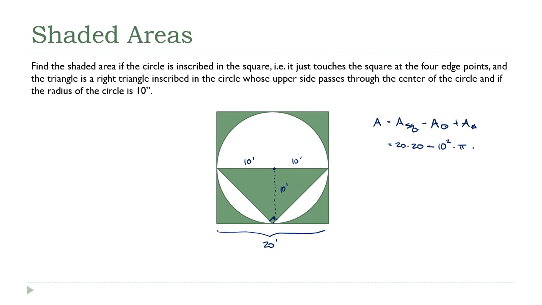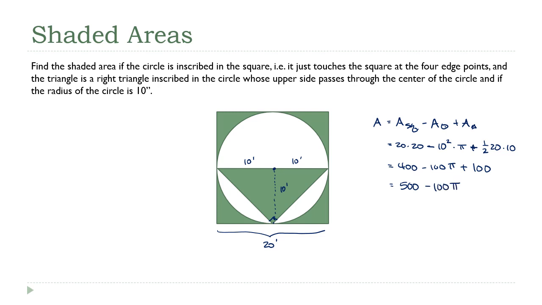Finally, the area of the triangle. Area of a triangle is 1/2 the base, which is the diameter. So that's going to be 10 times the height, which is the radius that I drew in. That's another 10. Excuse me, it's not 10. Diameter is 20. All right, now it's just an arithmetic problem. This is 400 minus 100 pi plus 1/2 times 20 is 10. 10 times 10 is another 100. So this is 500 minus 100 pi.